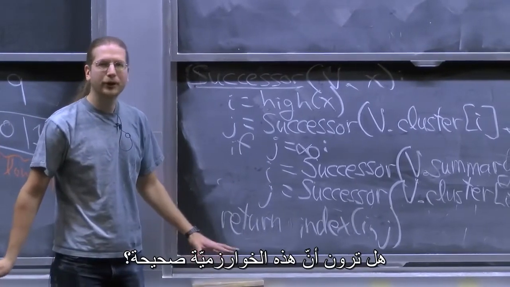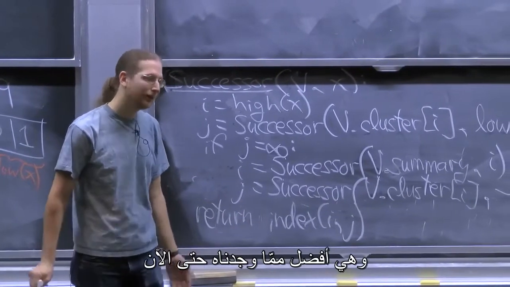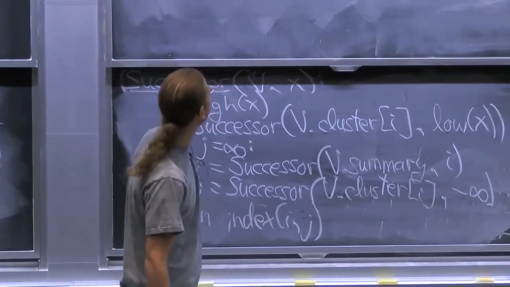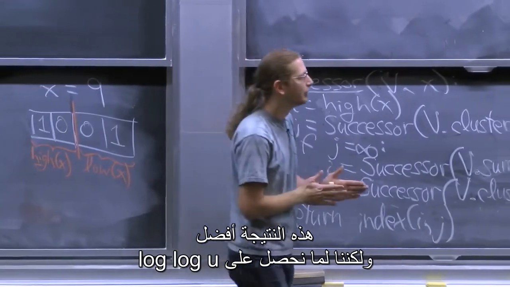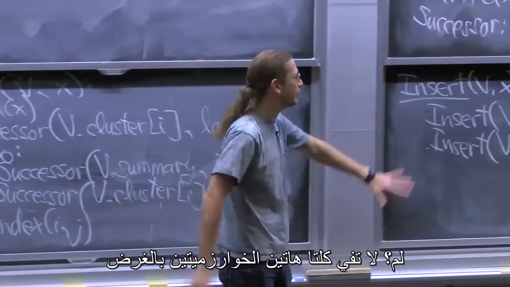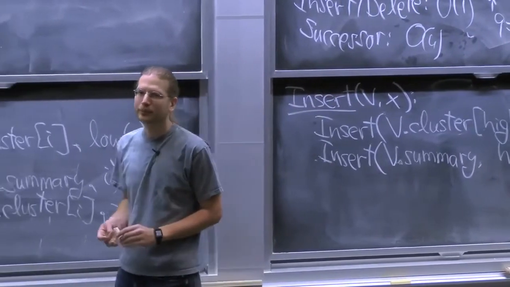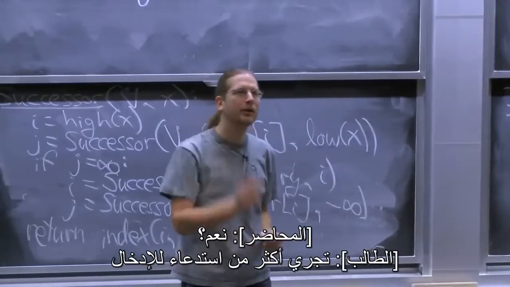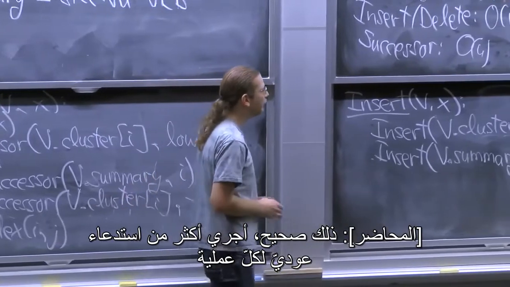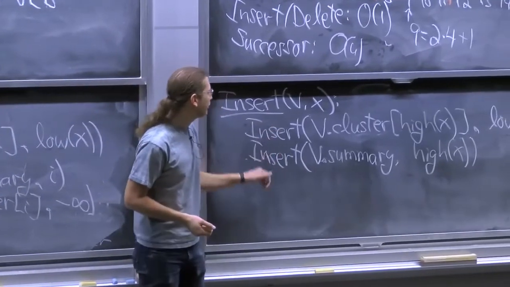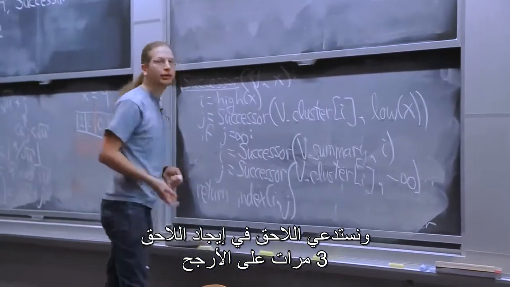Is this algorithm clearly correct? Good. It's also really bad. Well, it's better than everything we've done so far. Last result we had was square root of u. This is going to be better than that, but still not log u. Why? Both of these are bad. Yeah? Right. I make more than one recursive call to whatever the operation is. Here, insert calls insert twice. Here, successor calls successor potentially 3 times.